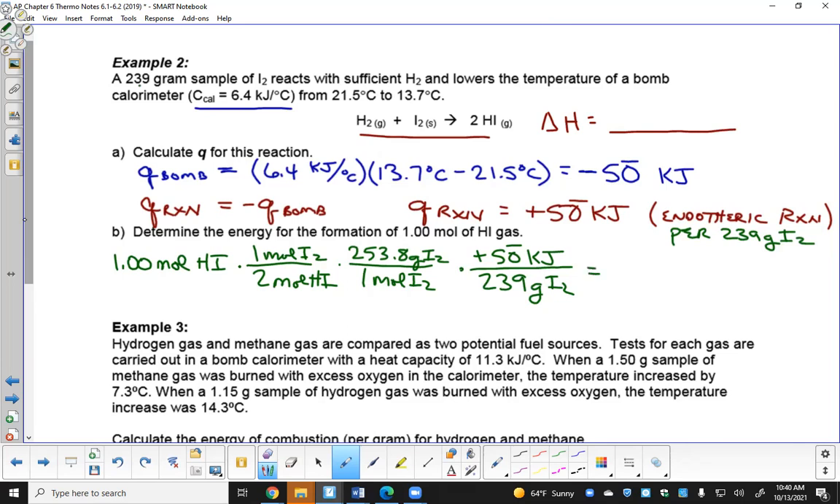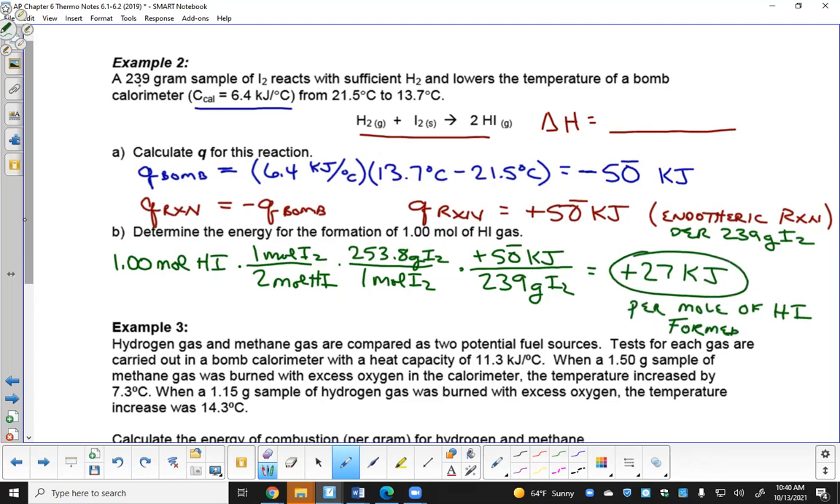And that comes out to be a positive 27 kilojoules per mole of HI being formed.